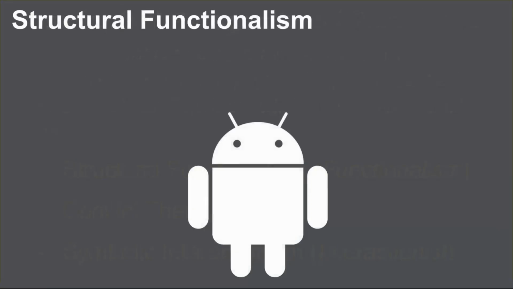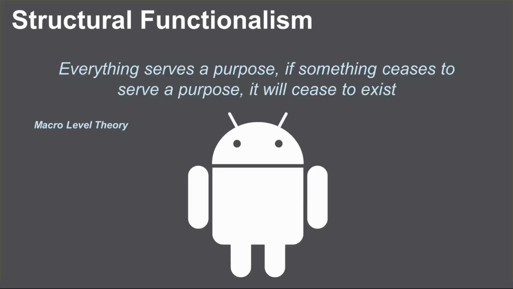So let's dive into structural functionalism. If you think about functionalism with this mentality that everything serves a purpose, if something ceases to serve a purpose, it's going to cease to exist. So sociologists in this particular belief structure really see it as a very high level, very interwoven, harmonious theory, meaning that they believe that everything is going to serve a purpose, and if it didn't, it would simply go away in society.